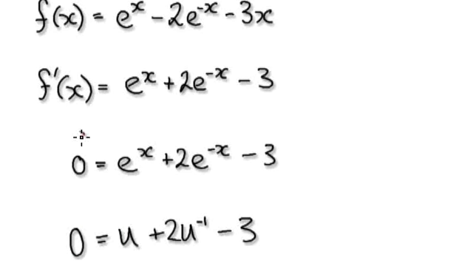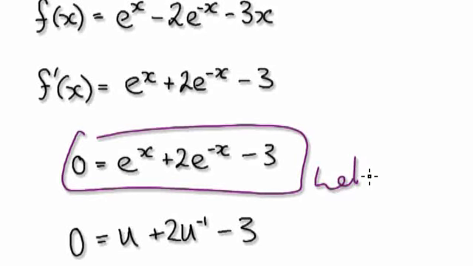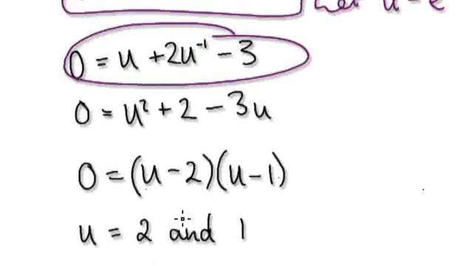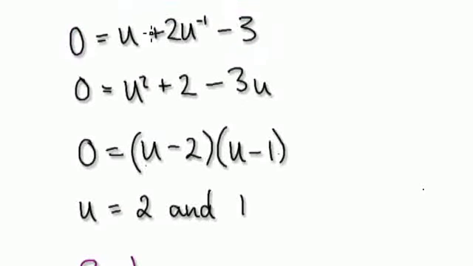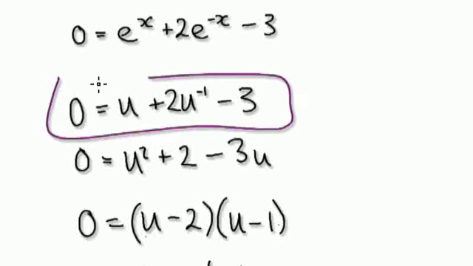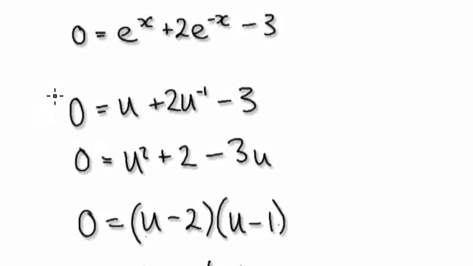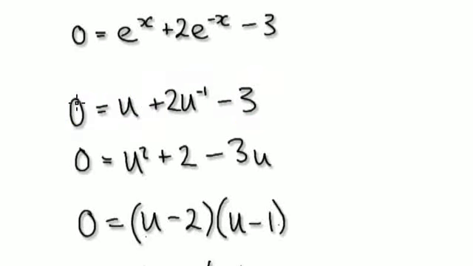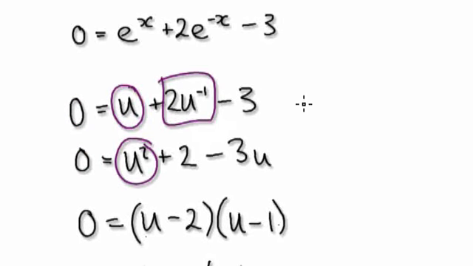So when you're trying to solve this, let u equal e to the power of x. That will take you to this. So now we are trying to solve for u. Let's turn it into a quadratic. Here you've got this block equals this block plus this take away this, and we times everything by u. So 0 times u will be 0. u times u will be u squared. This thing times u.